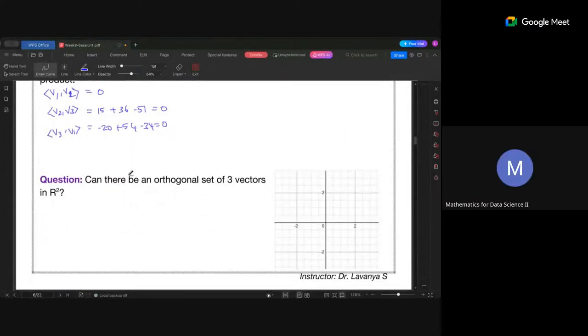Now in R2, can there be an orthogonal set of three vectors? What is your answer? No, ma'am. The first and third will be parallel. So let us start here. Let us draw an orthogonal vector like this, according to the dot product. You know that now these two are orthogonal. Now I'm drawing a vector which is orthogonal to this vector, so it is going to be like this. Are these two vectors orthogonal? No, ma'am, they are at 180 degrees.